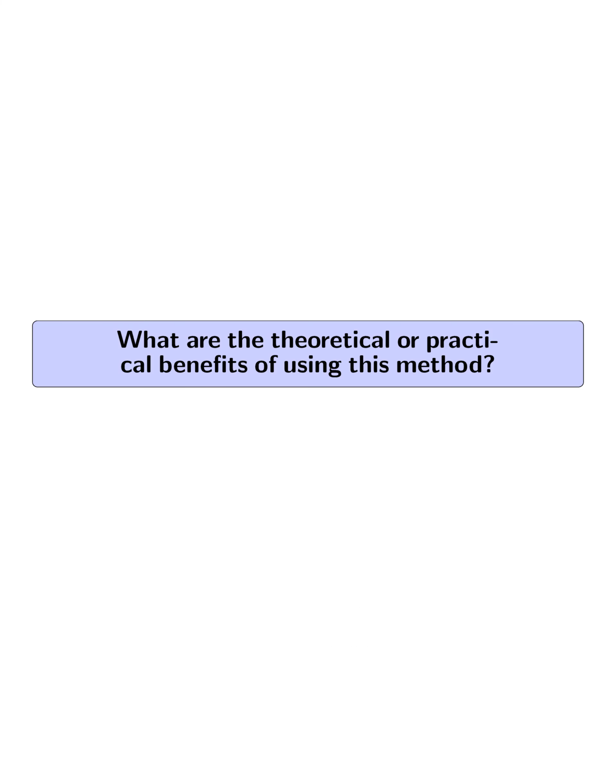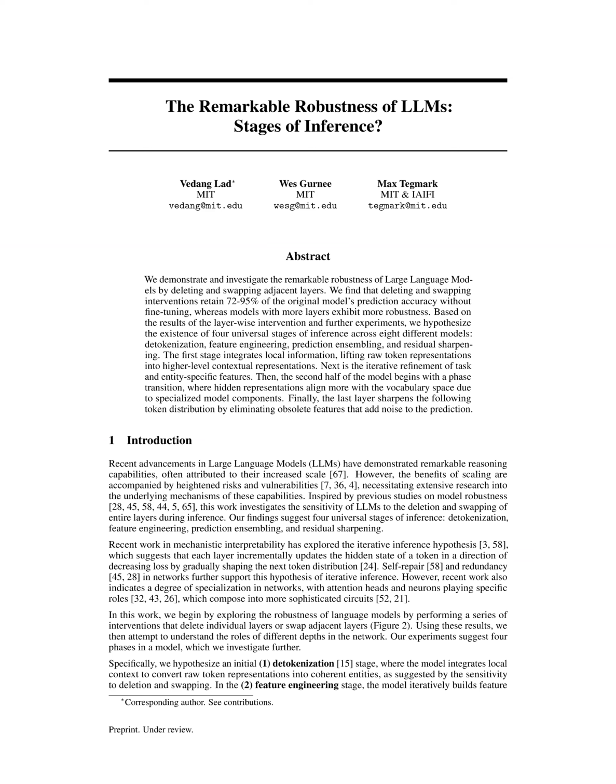What are the theoretical or practical benefits of using this method? The theoretical benefits of using the method described in the paper include gaining a deeper understanding of the stages of inference in transformer language models, which can lead to improved model interpretability and performance. By investigating the sensitivity of language models to layer interventions, the study uncovers 4 universal stages of inference: detokenization, feature engineering, prediction ensembling, and residual sharpening.